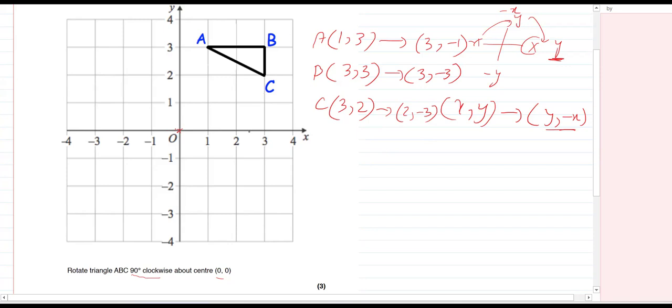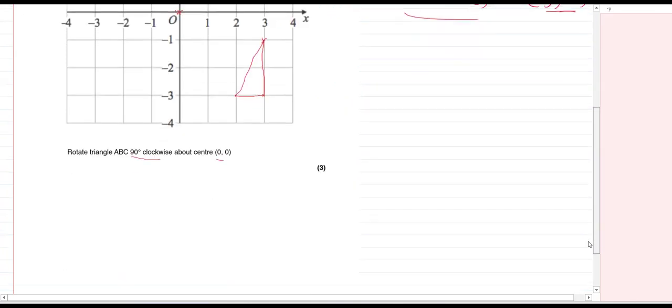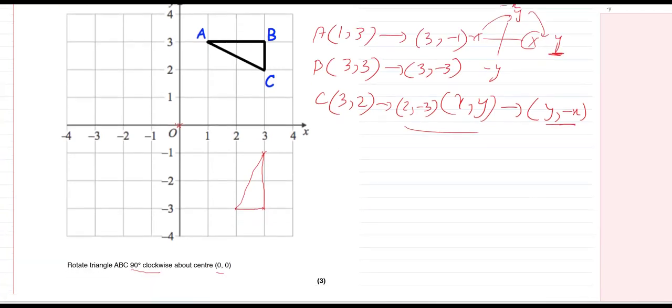Once you have done that, now draw them from the same center. 3, -1 means 3 horizontal, 1 down. This one. Okay. Now 3, -3. From the center again, please. 3, -3 means 3 steps horizontal, 3 vertically down. 2, -3 means 2 steps horizontal, 3 vertically down. So just join them. So it's a rotation. Let me know, clear or not?